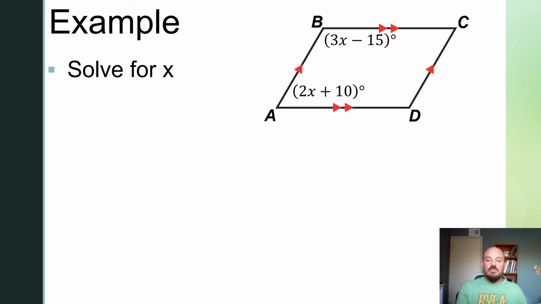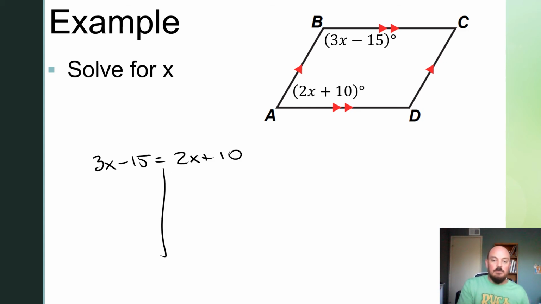Now, I talked to you guys about this in class. I said, here's the common mistake. I'm going to show you the wrong way to do this question. Without even thinking about it, people look at the picture, they say, I have a 3x minus 15, I have a 2x plus 10, so I'm going to say 3x minus 15 equals 2x plus 10, and I'm going to solve for x.